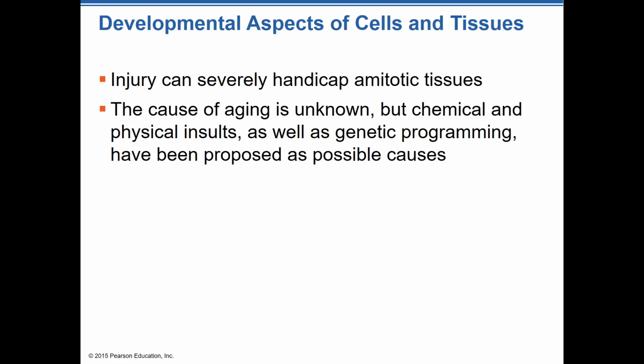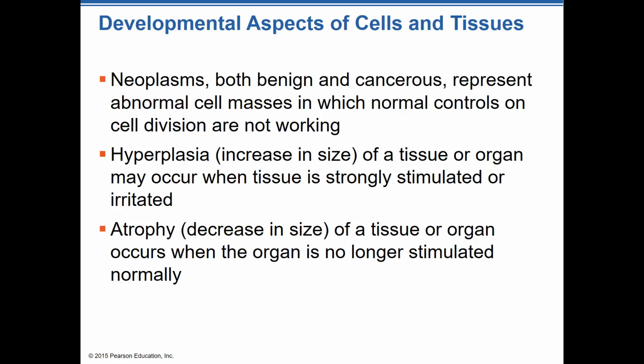Injuries can severely handicap those tissues, and the cause of aging is unknown, but chemical and physical insults, as well as the things that go on within our life, are in part because of that. A lot has to do with our environment. Some of it has to do with gravity. Some of it has to do with the things that we take in. It just comes with the territory. Not much we can do about it.